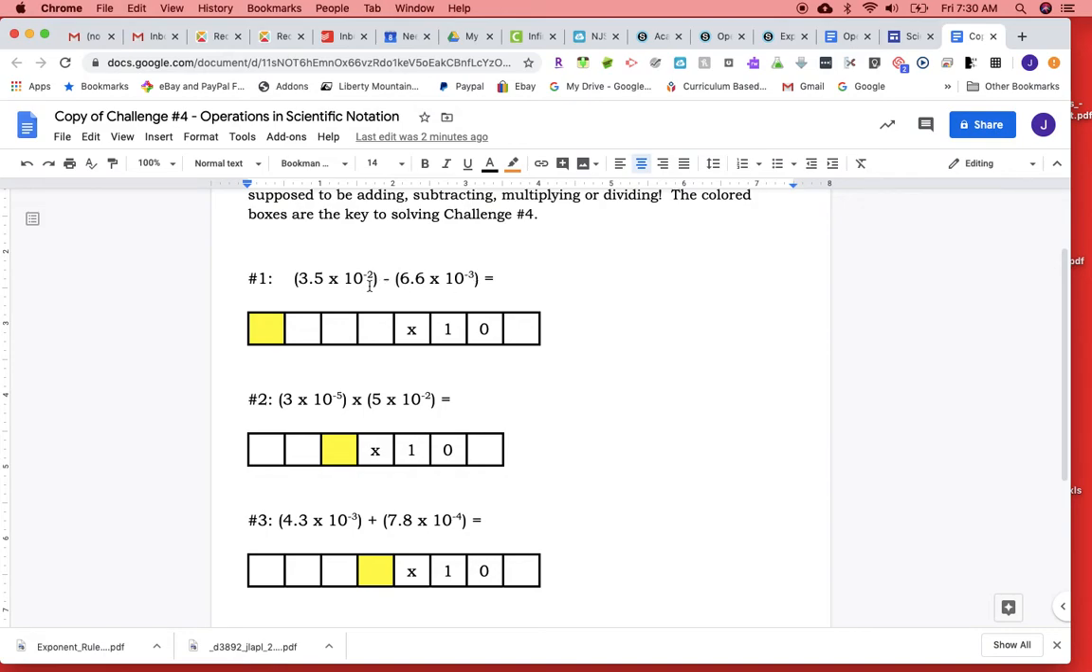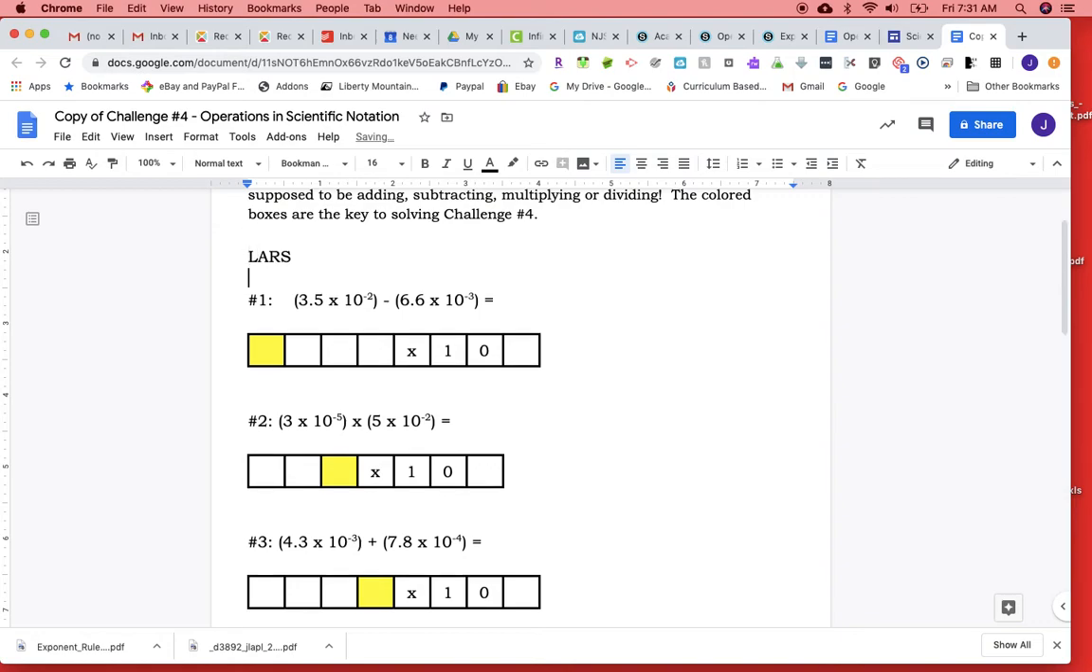Actually, let's do -2. Let's change this -2 to -3. If I'm going to do that, I need to subtract 1. Just like we were talking about in the example before, using LARS, L-A-R-S. Since we need to subtract 1, -2 minus 1 would equal -3. Since we're subtracting, we're going to look at the R and the S. So we need to move our decimal one place to the right.